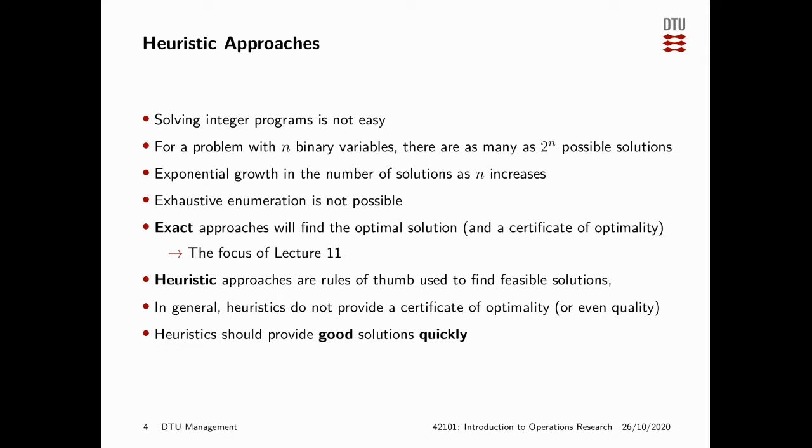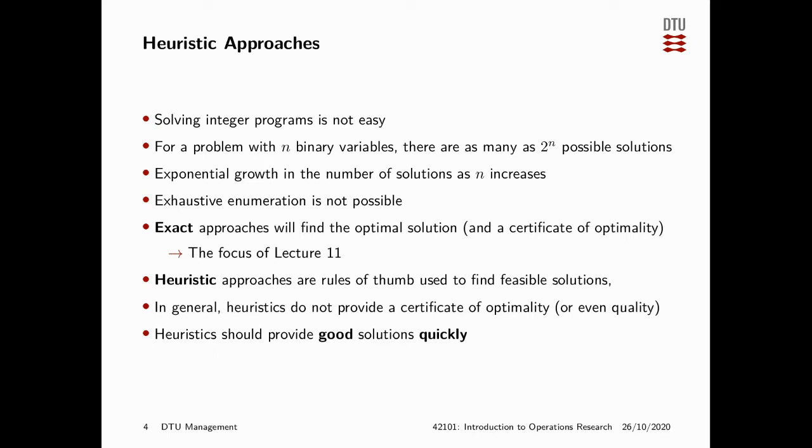Okay, so what is a heuristic approach? Well, solving integer programs is not easy. It might be a bit counterintuitive. Integer programs only have a finite number of feasible solutions, as opposed to, say, a linear program, which has infinitely many. However, the number of feasible solutions can be astronomically large.